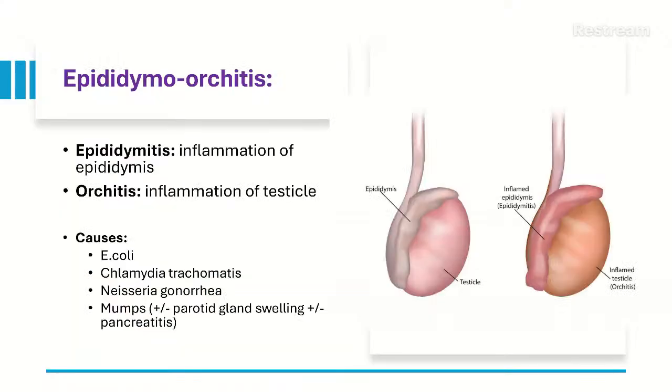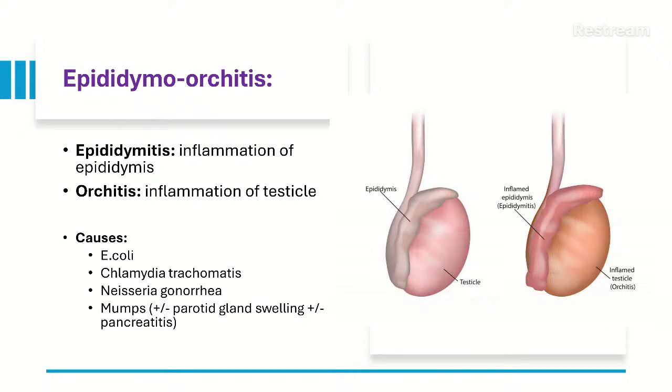Okay, so the most common differential that comes up in exams with torsion is epididymo-orchitis. So epididymitis is inflammation of the epididymis. And orchitis is inflammation of the testes. So as you can see on the image here, the epididymis runs next to the testicle, and inflammation essentially causes a tender testicle, and it can be caused by multiple things, but mainly E. coli and chlamydia. Gonorrhea can also cause epididymo-orchitis, as can mumps.